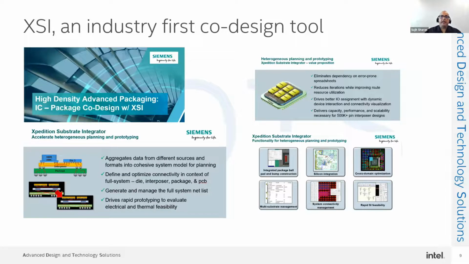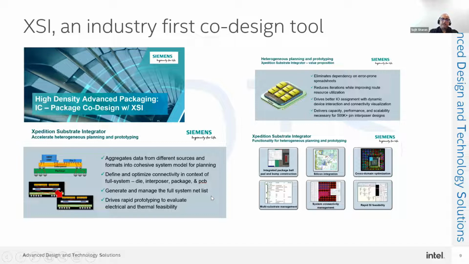We have been working with Siemens XSI, which is a co-design tool, which essentially allows us to look at all of the different vectors that we have talked about in one environment. It is a co-design planning and visualization tool, which essentially aggregates all of the data that we are getting from different sources and formats into a cohesive system model for planning. We define connectivities in context of the full system. You can see these pictures, which essentially have the same message. You're optimizing across the die, interposer, package, and the board.